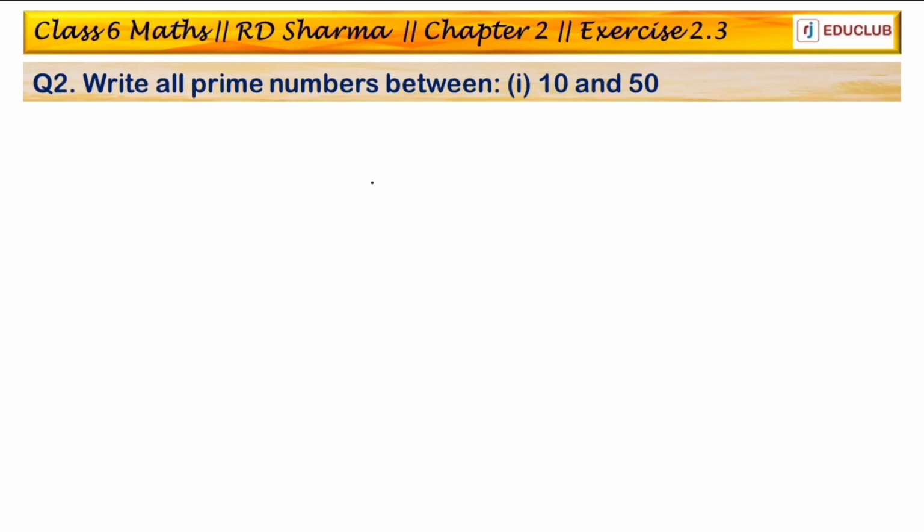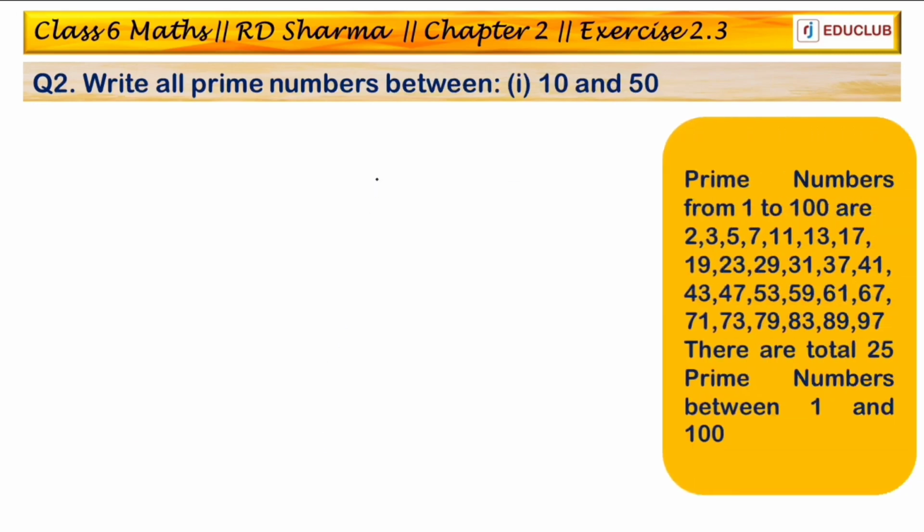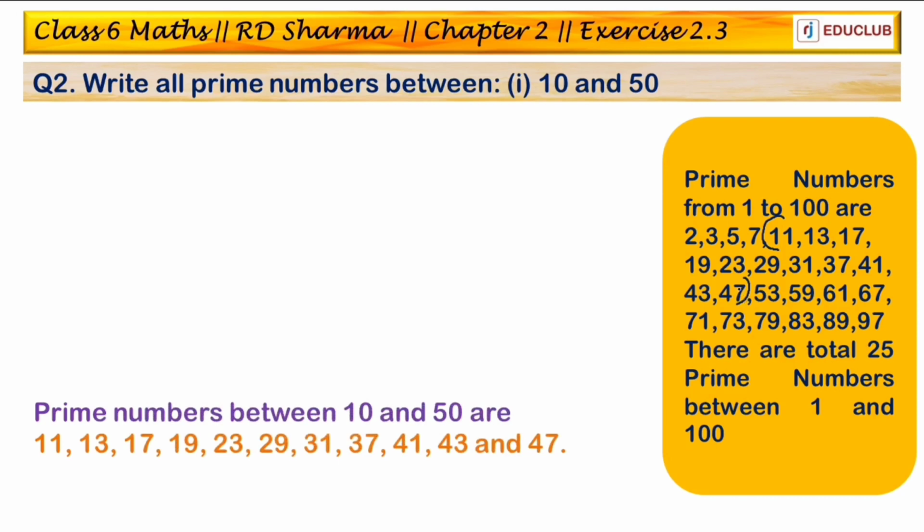Next, prime numbers between 10 and 50. We have seen the list up to 100, and we need to find between 10 and 50. After 10 this is 11, and up to 50 we need to find. So prime numbers between 10 and 50 are 11, 13, 17, 19, 23, 29, 31, 37, 41, 43 and 47.